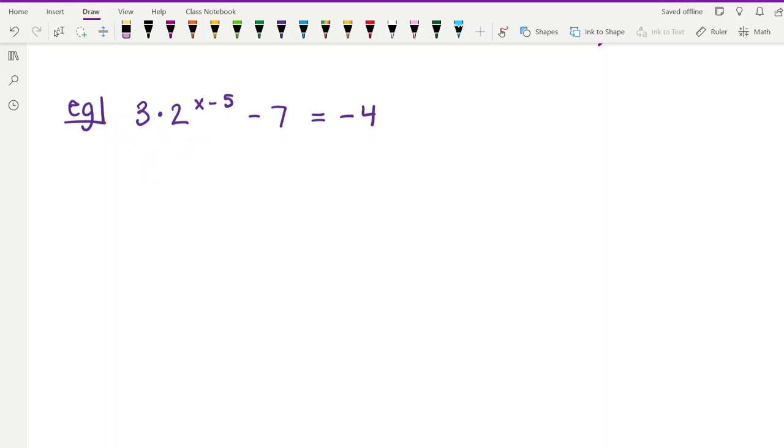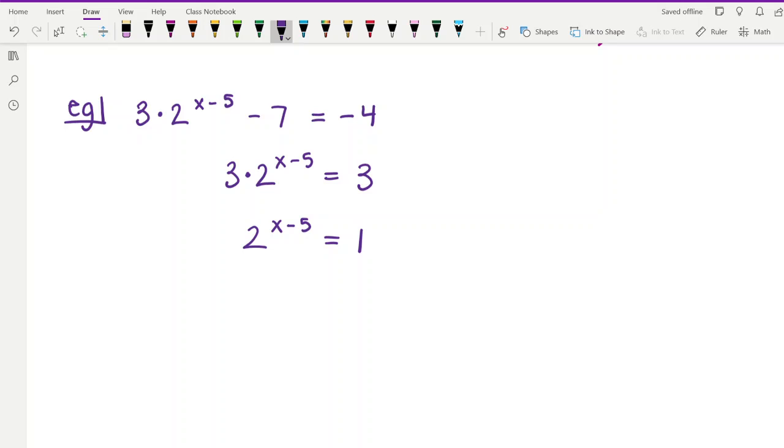So instead what we want to do is start by isolating the exponential part. So let's start by adding 7 to both sides. So that would give us 3 times 2 to the x minus 5 is equal to negative 4 plus 7, which is going to give us 3. Okay, so now we can divide both sides by 3, and we get 2 to the x minus 5 is equal to 1. And so this one you could do logarithms.